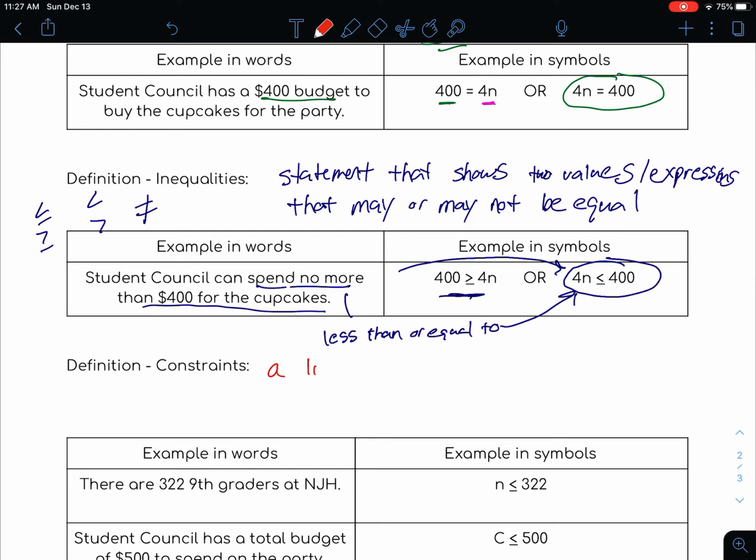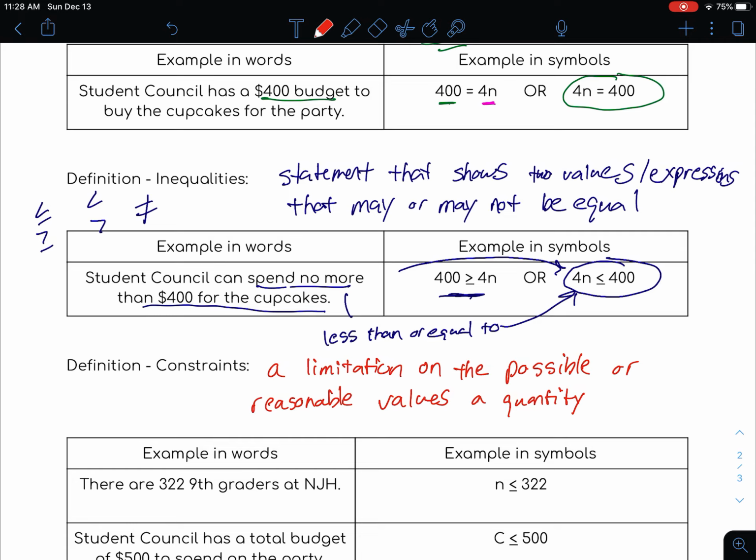And then we have something called a constraint. So a constraint is a limitation on the possible or reasonable values a quantity may have.